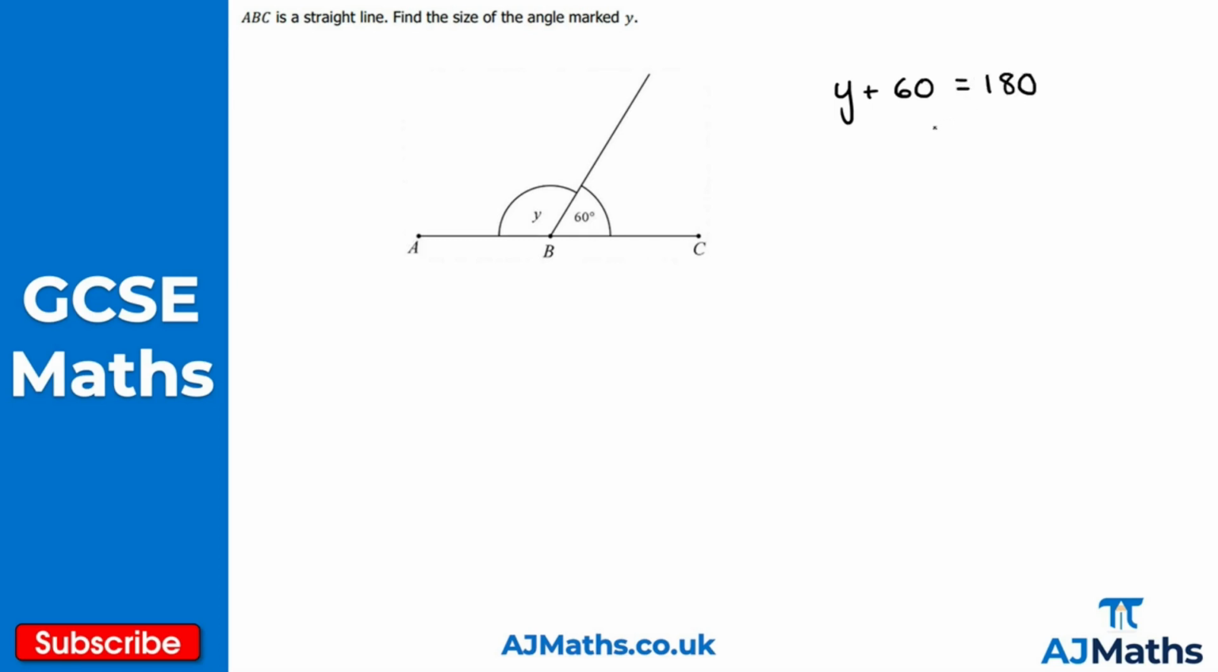So what I want to do now is just solve this equation for Y. In that case, I'm going to take 60 off both sides to balance this equation. So subtract 60 off both sides. Do the same here, and we get that Y is equal to 180 minus 60, which will give me 120. Obviously you can do the subtraction using column subtraction if you find that easier, but either way you should get that Y is equal to 120 degrees. And that gives us the solution to question 1.